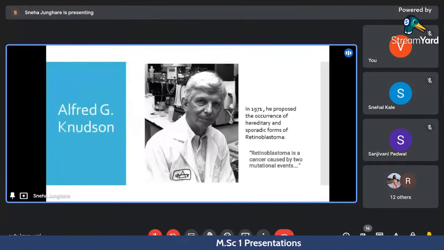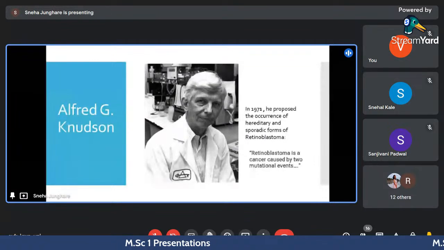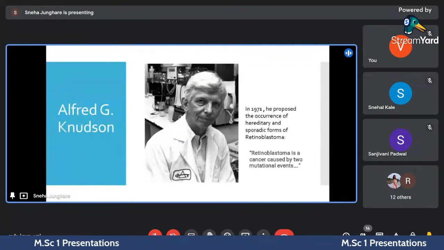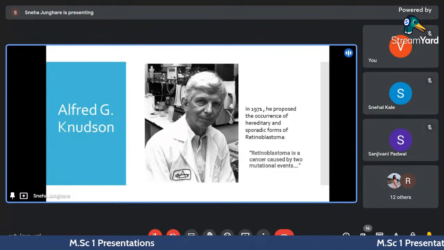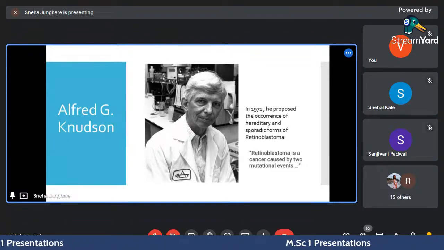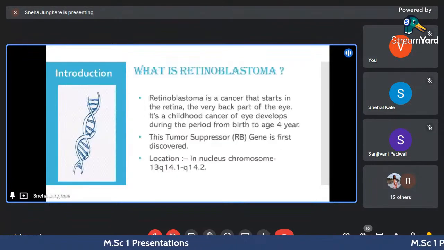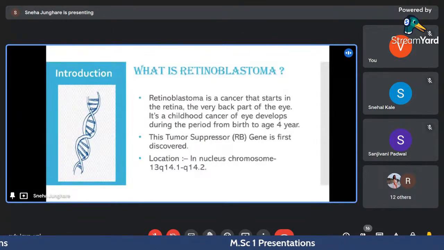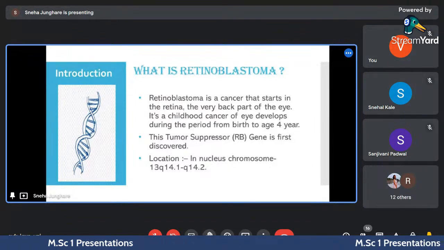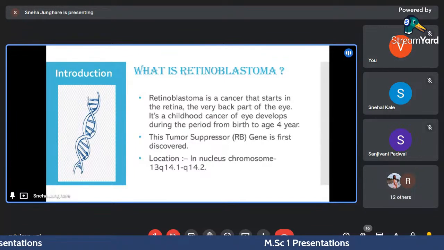He is the scientist Alfred Knudsen, who proposed the two-hit mutation of the retinoblastoma gene in 1971. He proposed that retinoblastoma is a cancer caused by two mutational events occurring in the alleles. So, what is retinoblastoma? Retinoblastoma is a cancer that starts in the retina, the very back part of the eye. It's a childhood cancer of the eye which develops during the period from birth to age 4 years.